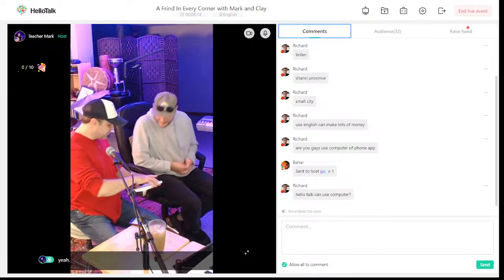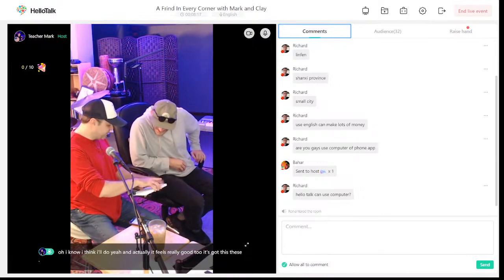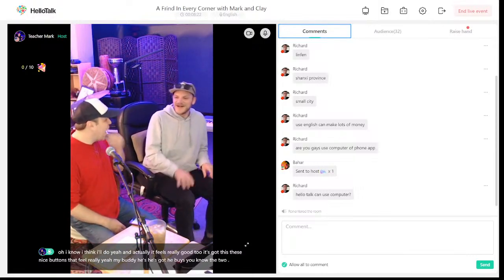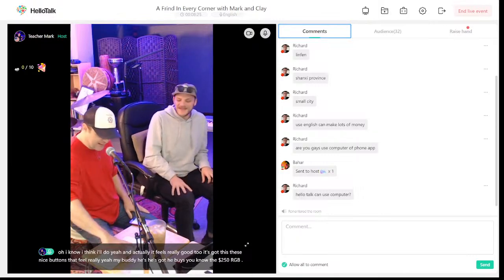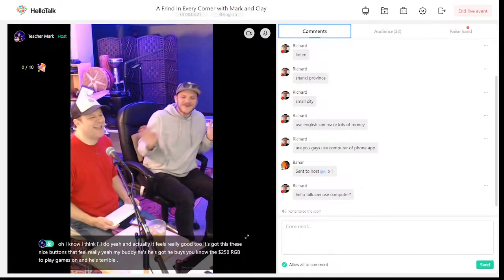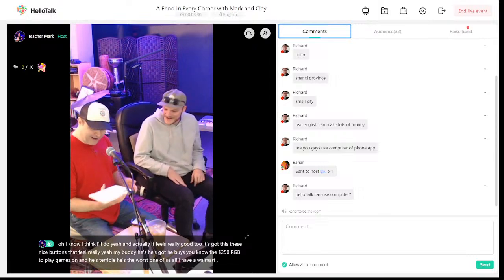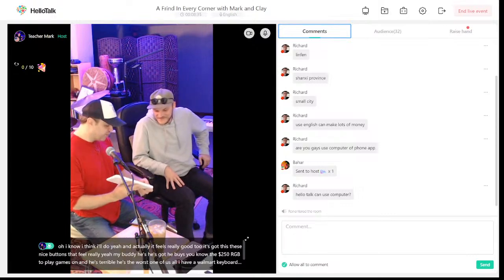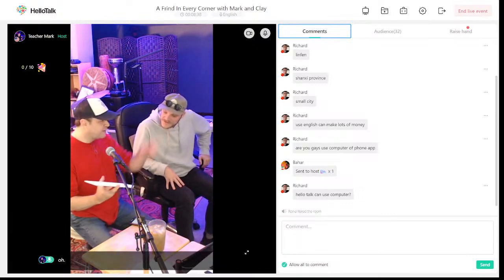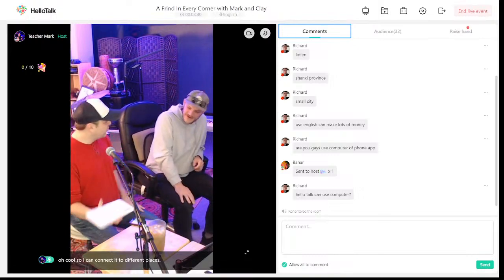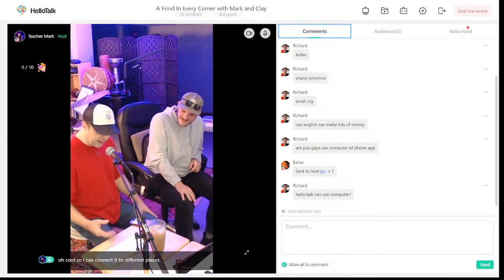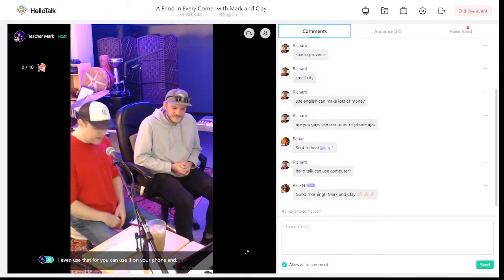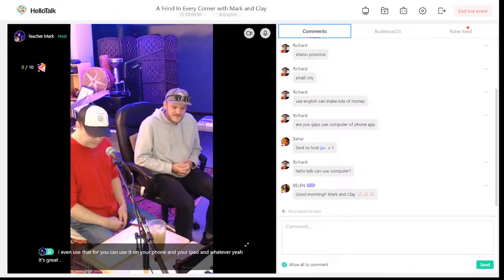Yeah, and actually, it feels really good too. It's got these nice buttons that feel really good. My buddy buys the $250 RGB keyboard to play games on, and he's terrible. He's the worst one of us all. I have a Walmart keyboard, and I beat him. I love this because it's short and small and compact, and it feels good, but it also has 3 Bluetooths. Oh, cool. So I can connect it to this computer, to that computer, and to this thing, and just switch. It's great. You can use it on your phone and your iPad and whatever. Yeah, I like this one a lot.